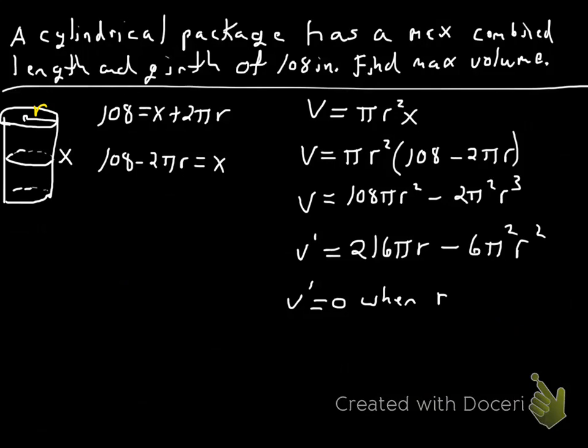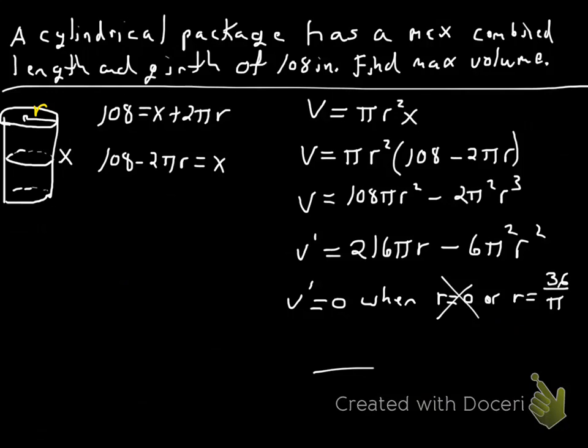And you can work this out on your own. One of them is easy to see. If r is 0, then obviously that's going to be 0. And the other would be 36 over pi. Okay, if the radius is 0, then that's not going to be very exciting. It's going to be a shape that doesn't make sense. So we're going to throw that one out. So r is 36 over pi.